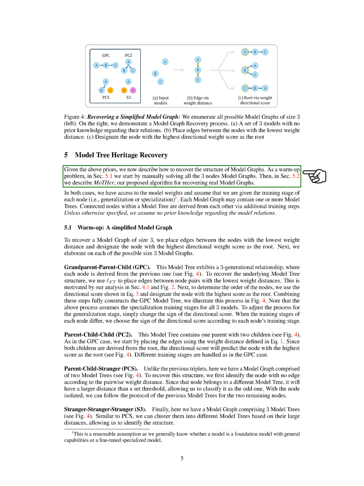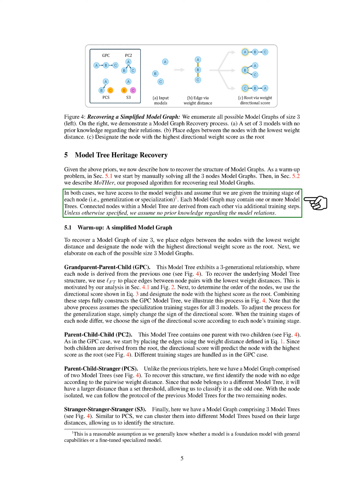Now, let's talk about recovering the structure of model graphs. We will first manually solve model graphs with 3 nodes and then introduce Mother, our algorithm for recovering real model graphs. Each model graph can have one or more model trees, where connected nodes within a model tree come from additional training steps. We assume no prior knowledge about the model relations. To start with a simplified model graph of size 3, we connect nodes with the smallest weight distance and designate the node with the highest directional weight score as the root.